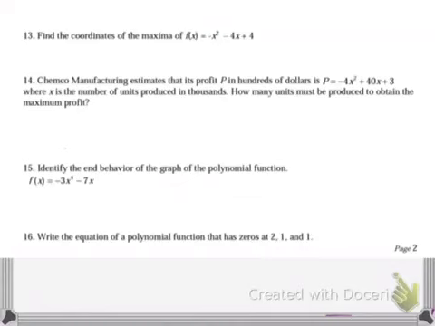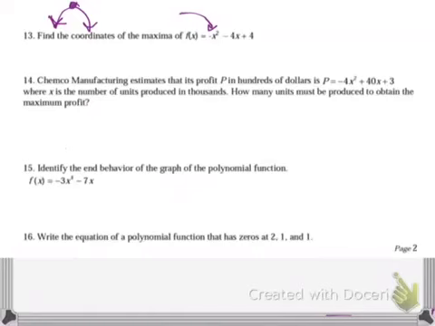Find the coordinates of the maxima of f of x equals negative x squared minus 4x plus 4. So first I have to recognize what type of polynomial this is. The highest exponent, or the degree, is squared, so it's simply a parabola. And if you think of a parabola, it's either going to open up or down. My leading coefficient is negative, so I know it's opening down. And they want that maximum point, which we know as the vertex.